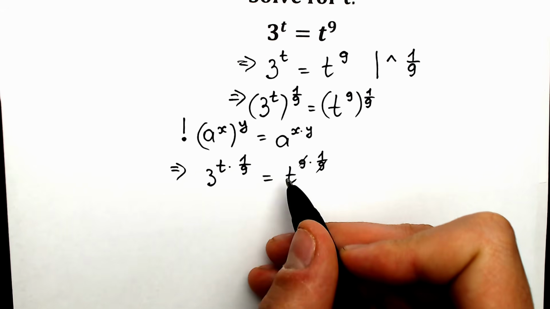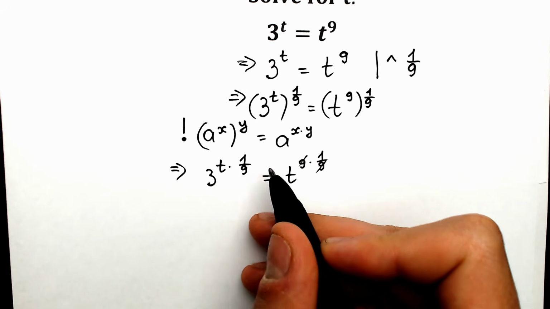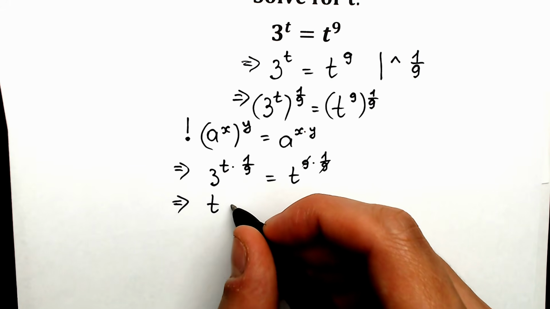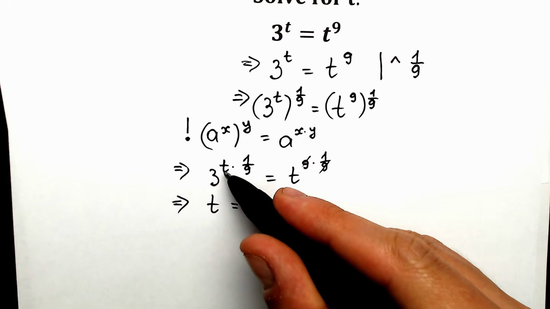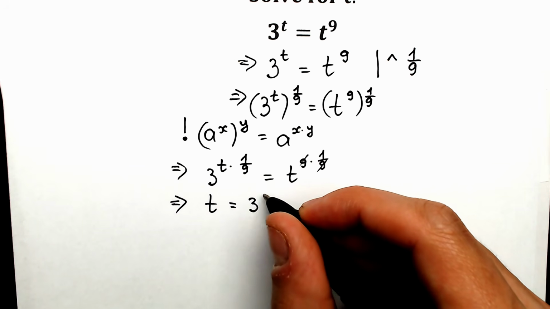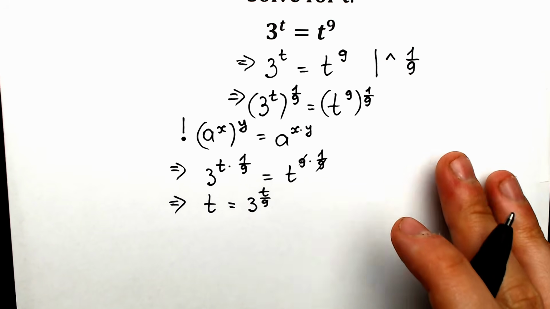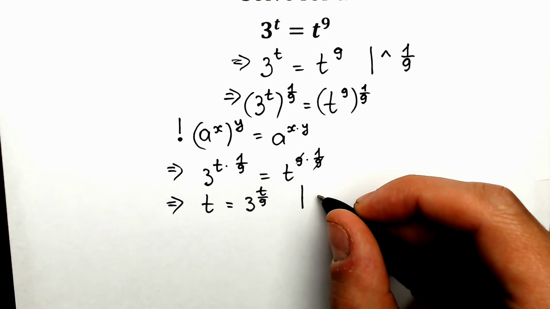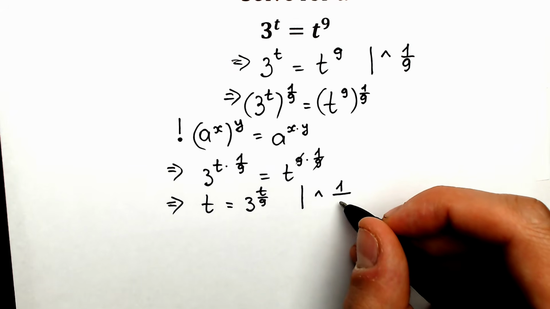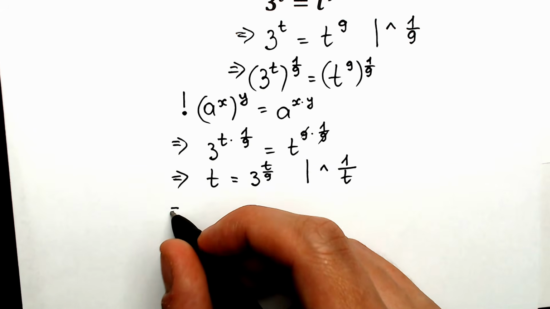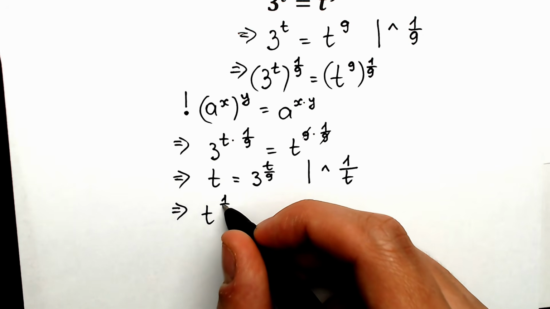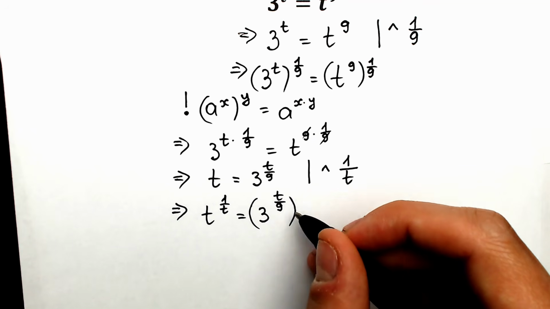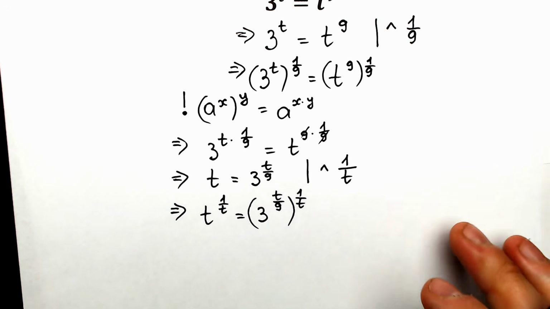And the next step, I just want to change this position. So I want to write this t on the left side. So we have t equals, and on the right side I want to write this one, 3 to the power t over 9. Okay, what are we going to do next? We're going to do another step. We're going to raise both sides to the power 1 over t. So as a result, we have t to the power 1 over t equals 3 to the power t over 9, all raised to the power 1 over t.